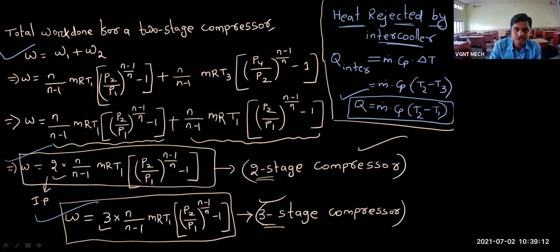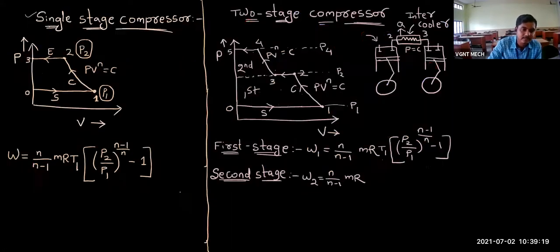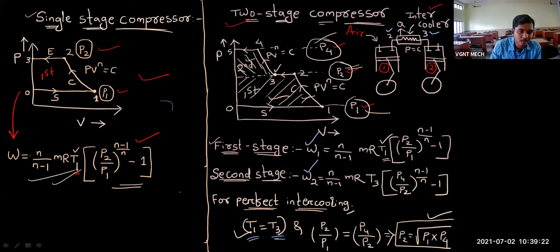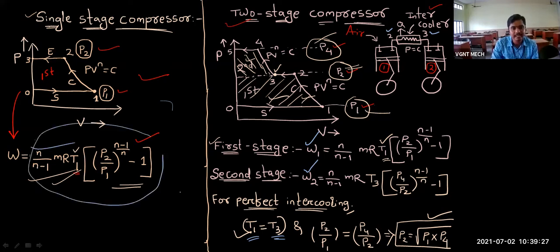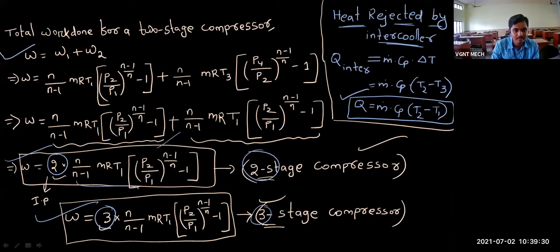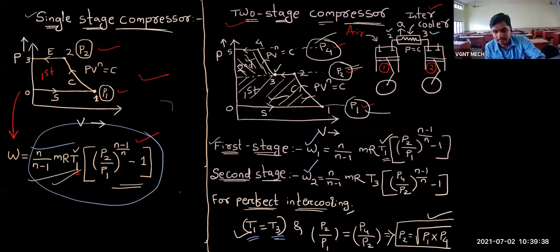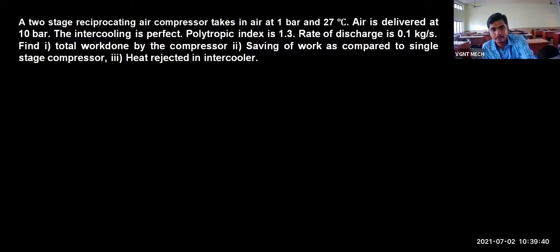If it is a two-stage compressor, you multiply a 2 over here. If it is a three-stage compressor, you multiply a 3 over here. If it is a single-stage compressor, no need to multiply anything. Remaining formulas are exactly the same. I hope you got the derivation, what I have done over here. Now we will do a problem. So be prepared with calculator. We have only 10, 15 minutes, so quickly we will try to solve this problem.